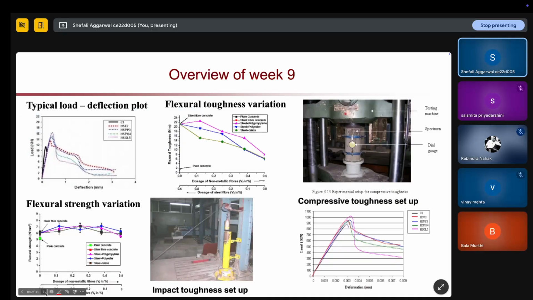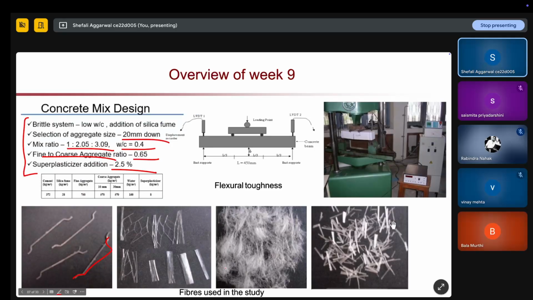So these are the different types of fibers, and what should be the properties of these fibers, that is all given in the lecture. You can see a table is given. So the first thing which we measure is flexure toughness.